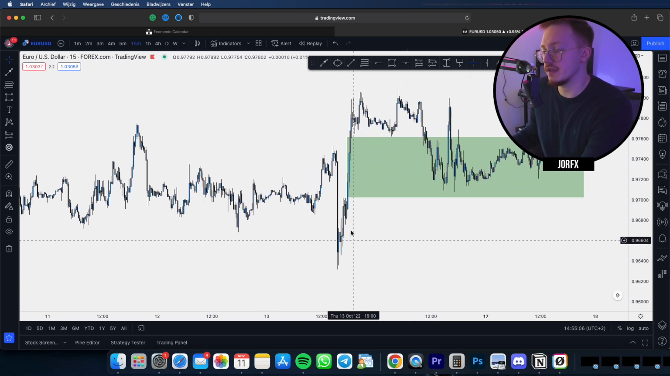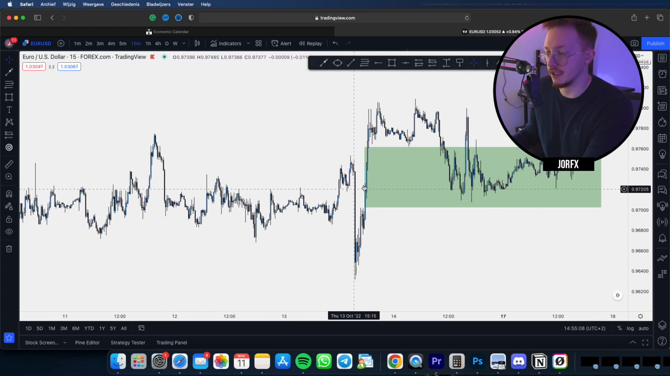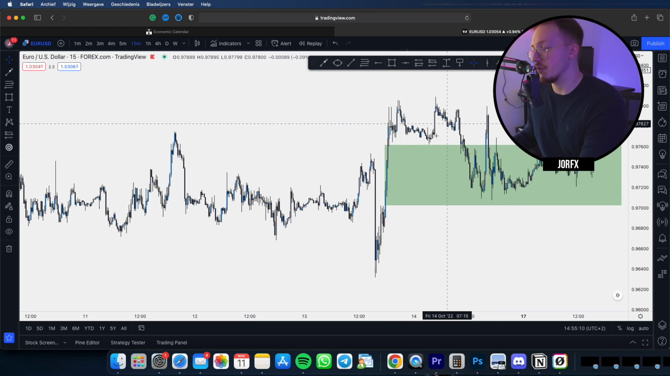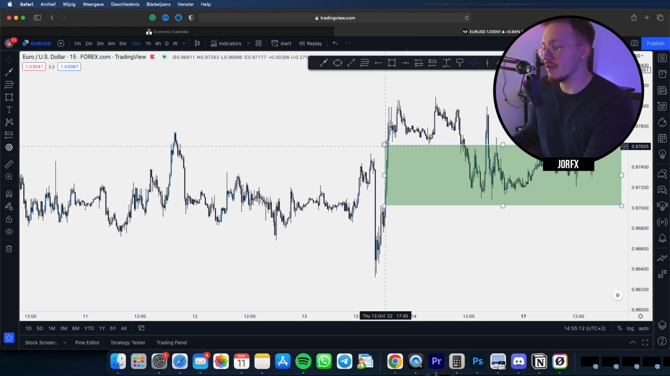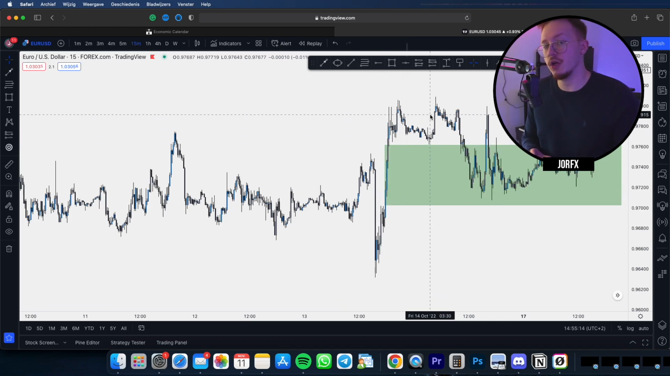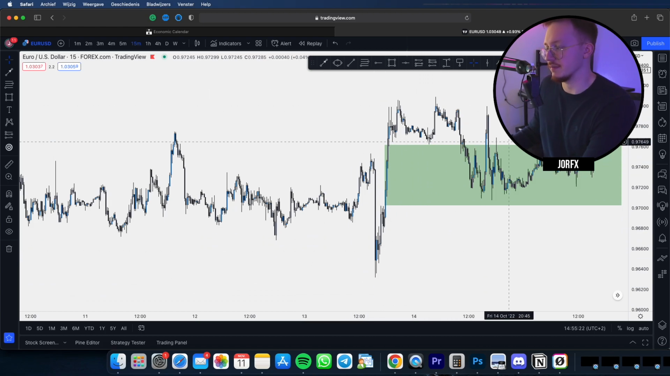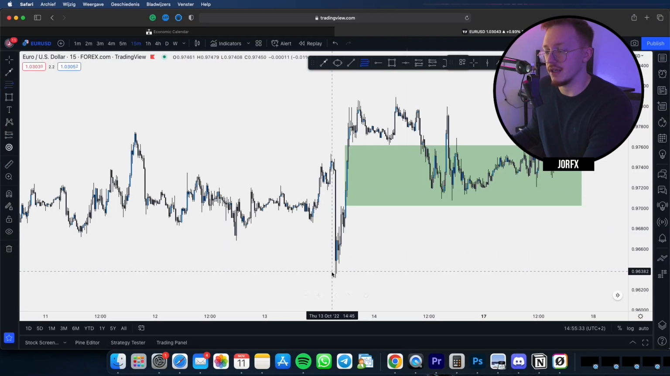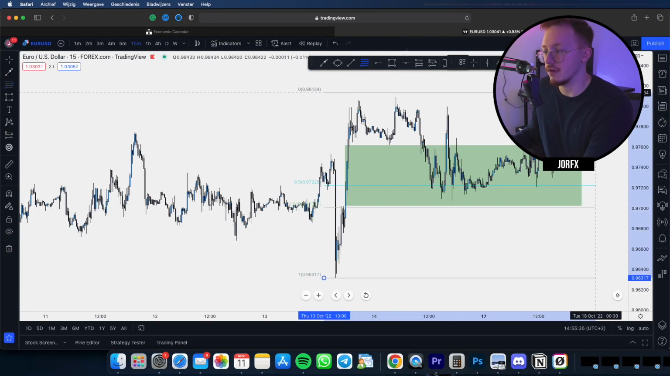As you can see, liquidity has been taken out right here. Liquidity has been taken out right here. And we were very impulsively going long. So what are we going to do? Most likely, we are going to continue long because that's where the market is headed. That's where all of this bullish momentum is headed. But banks and institutions are not going to buy up here. They want a discount price. They want price to be cheaper. So you can have your discount right here.